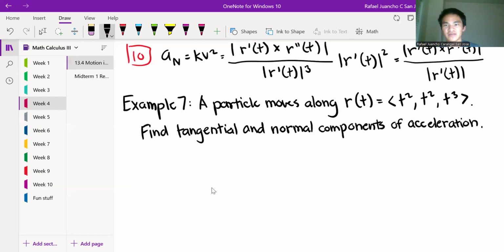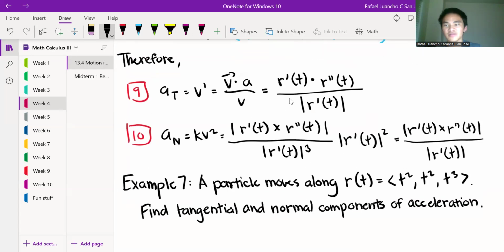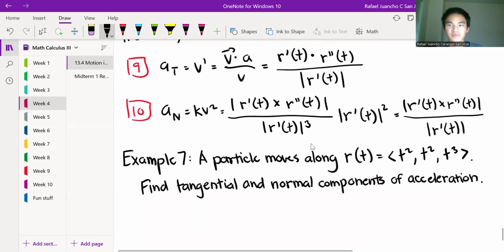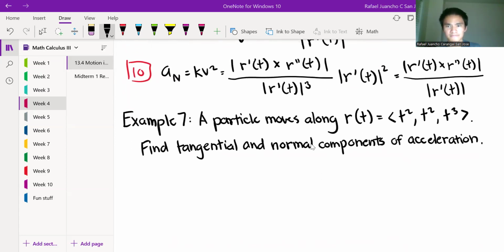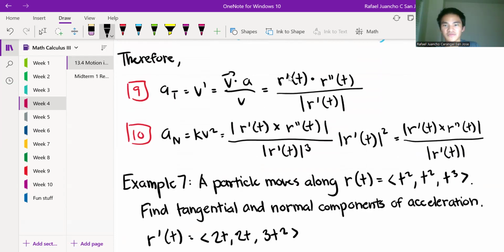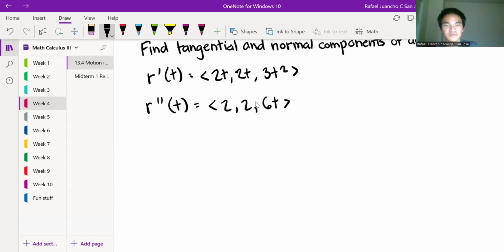So here we basically just find everything that we need to find. We need to find our derivative. We need to find our second derivative. And we need to find the cross product and the dot product and their magnitudes. So let's just quickly do it. So my r prime, or my derivative, is 2t, 2t, 3t squared. My double derivative is 2, 2, 6t.